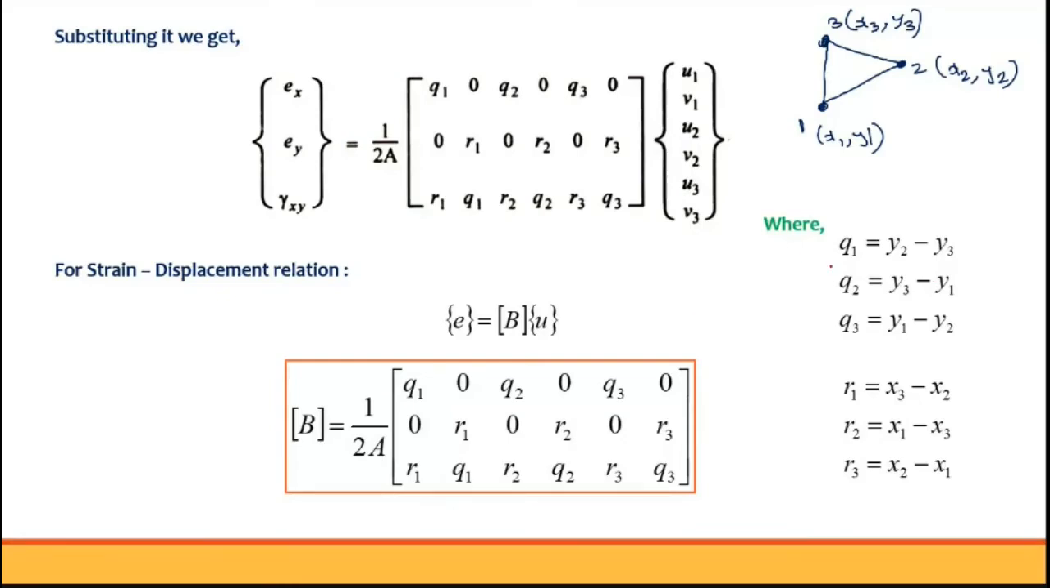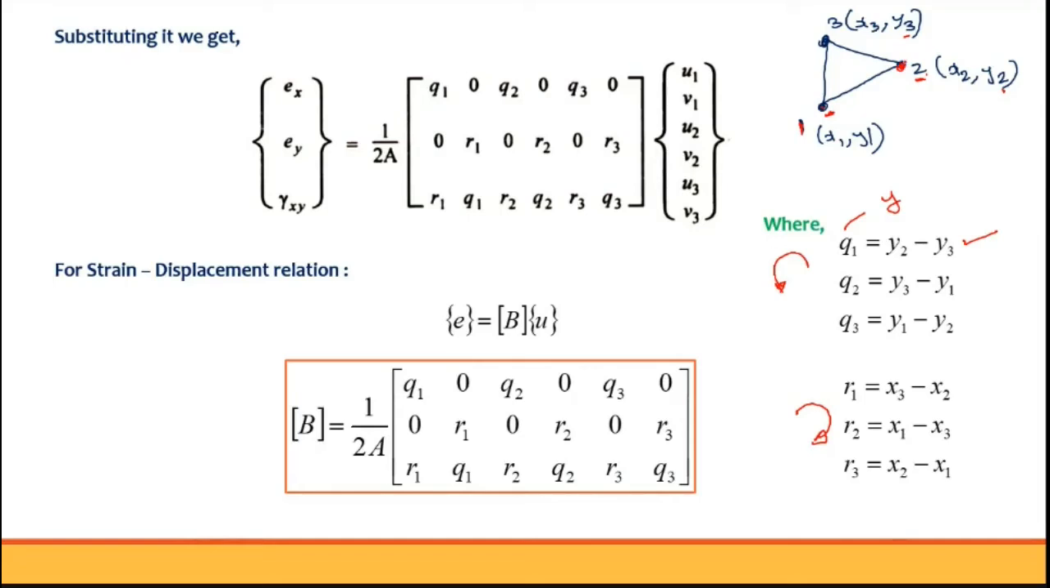Your Q1, let me consider it is rotating in anti-clockwise direction. Your R1, consider it is rotating in clockwise direction. Just for remembrance. So if I want Q1, always consider Q is related to Y. So this is my point 1. When I move anti-clockwise, the next point you get is 2 and then 3. So Y2 minus Y3.